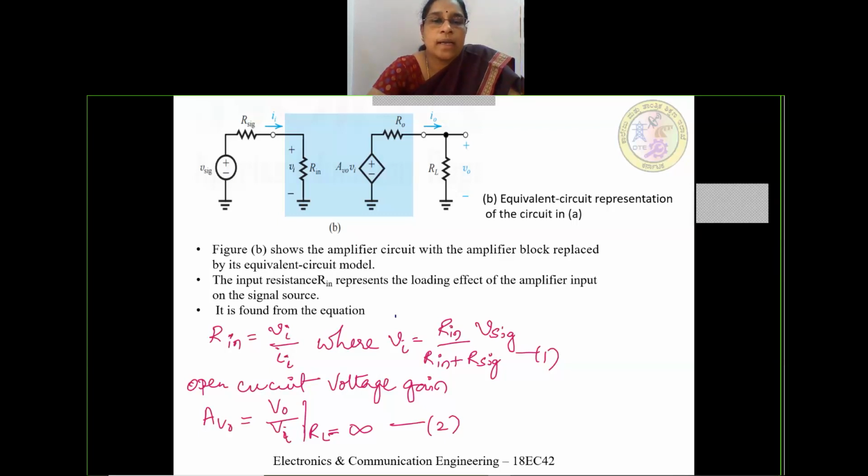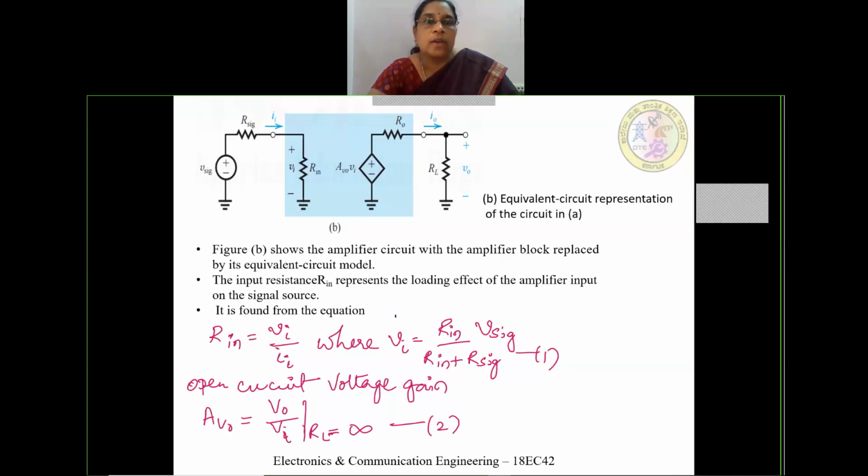So what is R in? R in represents the loading effect of the amplifier input on the signal source. This is considered as the very first characterizing parameter. Now R in is defined as Vi by Ii. Vi is also there in the circuit diagram, and Ii is also shown in the circuit diagram. So this input resistance R in is equal to Vi by Ii.